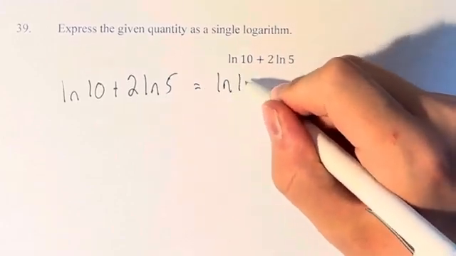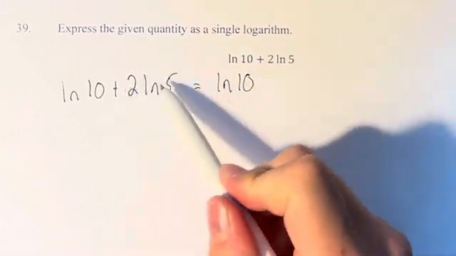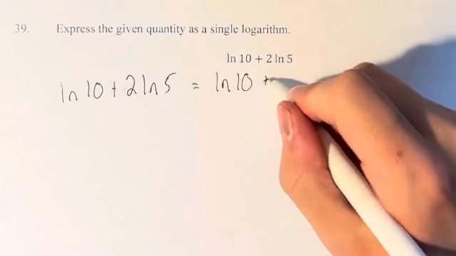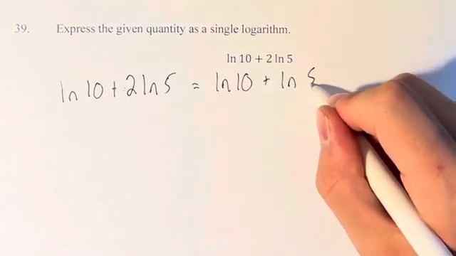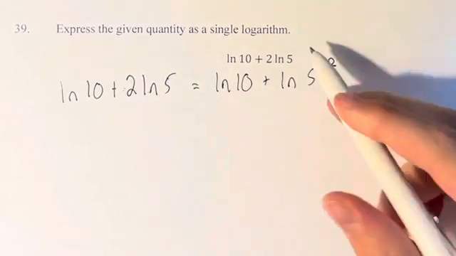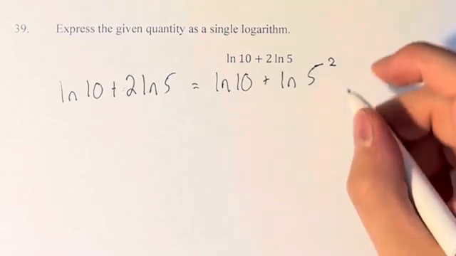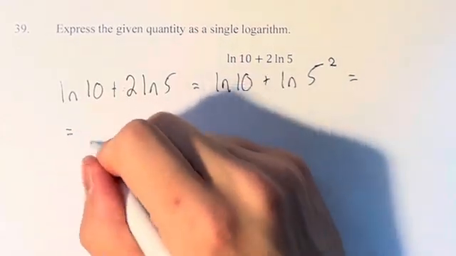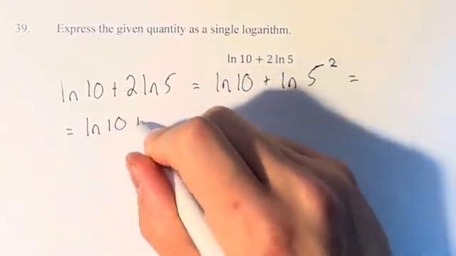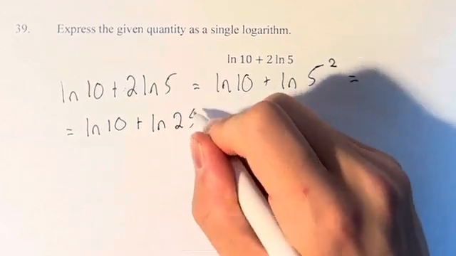So keeping the natural log of 10 the same, 2 times the natural log of 5 is equal to the natural log of 5 to the 2 power, right? 5 squared. Therefore, this is equal to natural log of 10 plus the natural log of 25.